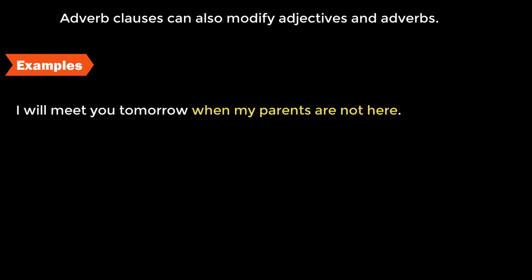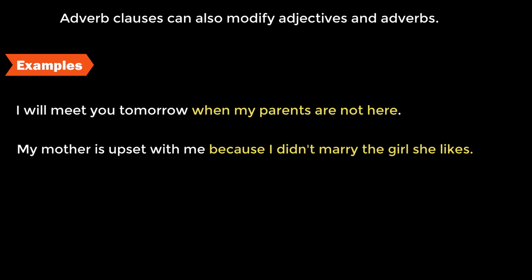Now let us take an example where an adverb clause is modifying an adjective. My mother is upset with me because I did not marry the girl she likes. So because I did not marry the girl she likes is my adverb clause giving information about an adjective. Upset. Why is my mother upset? Because I did not marry the girl she likes. So this whole clause, because I did not marry the girl she likes, is giving information about an adjective, not the verb. It's telling us why my mother is upset, because I did not marry the girl she likes.